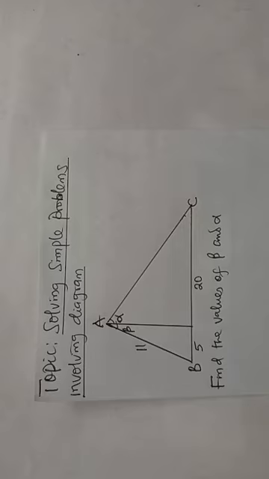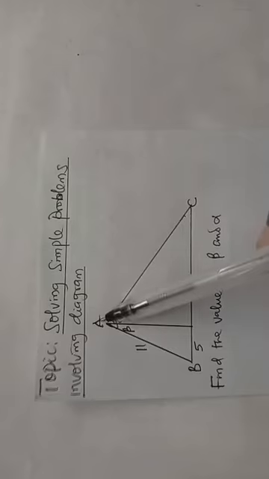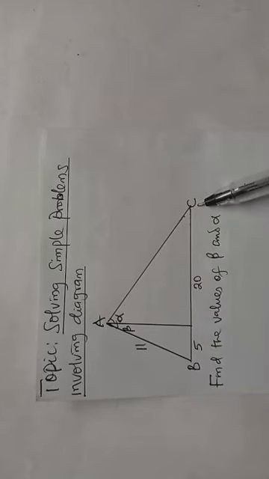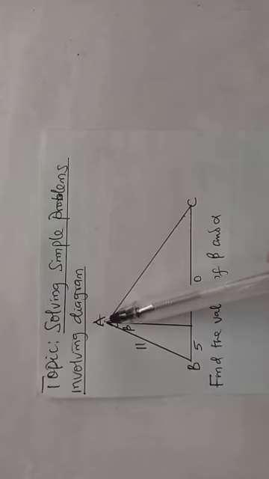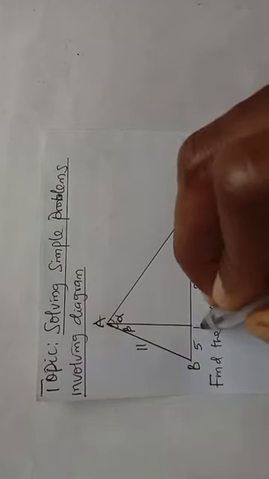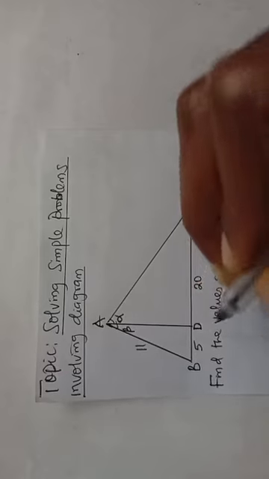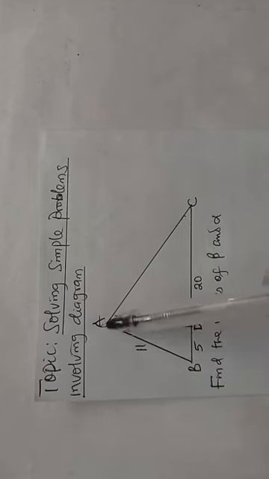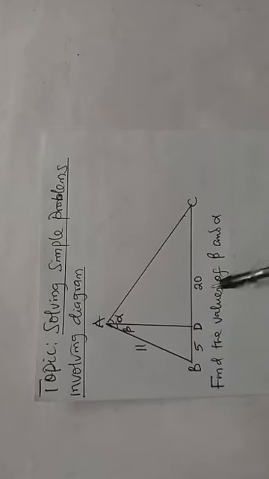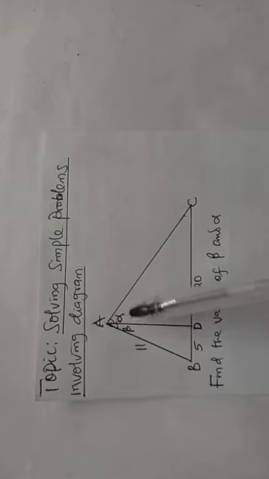Now, from this diagram, you can see we have three triangles in one. One is ABC. Now, this line here is a line. We have only A as one end of that line. Let's use D as the other end of that line. So we have triangle ABC, another one ABD, another one ADC. I have to find the value of angle alpha and angle beta.